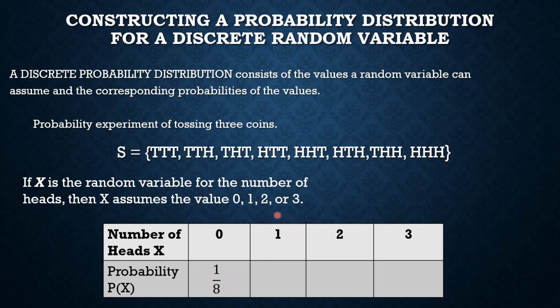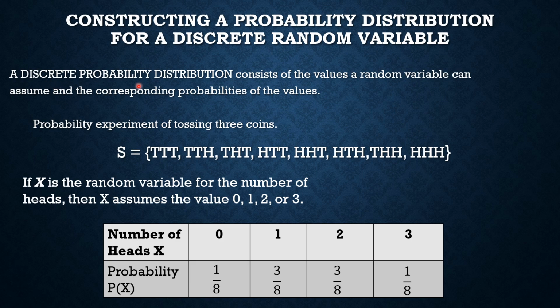Now, how about when the value of the random variable is 1? Meaning, isa lang yung head. If you look at the sample space, we can see that there are 3 outcomes na isa lang yung heads. So our probability for that is 3 out of 8. Meron din namang mga outcomes na merong dalawang heads. Here we have this 1, 2, and 3. And the probability is 3 out of 8. And last, meron ding outcome na puro heads. And that is only 1. So the probability for this value is 1 out of 8.